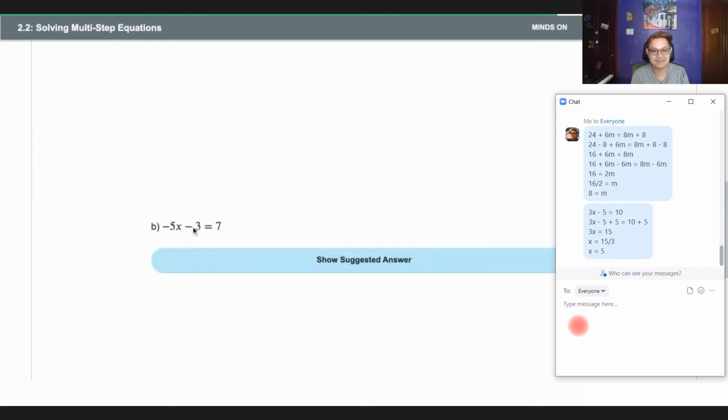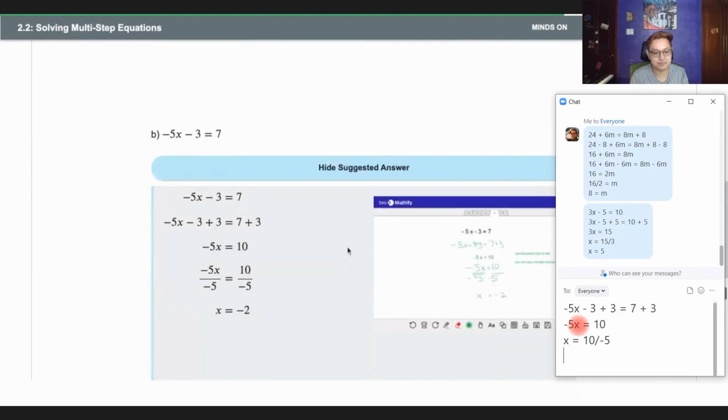Okay, now it has lots of negatives. So for this one you bring the 3 over, so 7 plus 3 equals 10, and then take the 5, bring it under 10, divide by negative 5, it's equal to negative 2. So x equals negative 2. Very good.